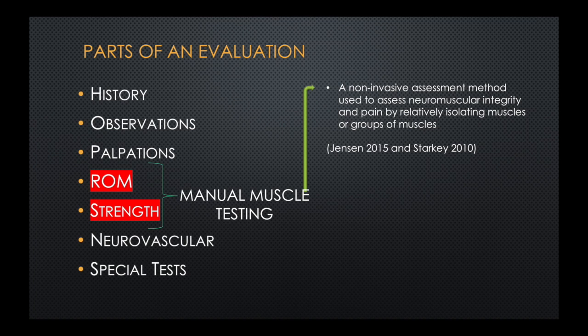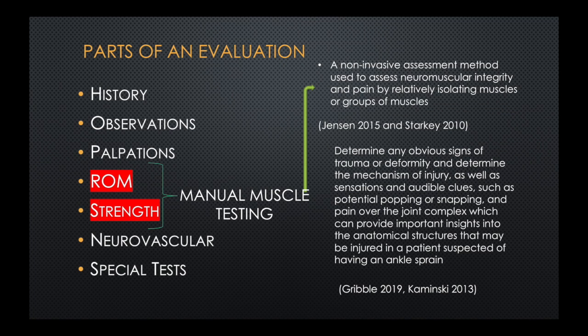According to Jensen and Starkey, manual muscle testing is a non-invasive assessment method used to assess neuromuscular integrity and pain by relatively isolating muscles or groups of muscles. Manual muscle tests are useful in the narrowing down of special tests needed to perform based off of an initial examination and the potential differential diagnosis that the clinician develops.